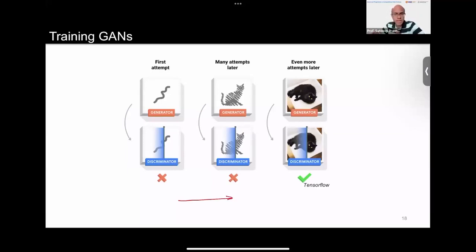The discriminator is simply a binary classifier. It sees the input and tells a 0 or a 1, that is, whether it is a real or a fake image.